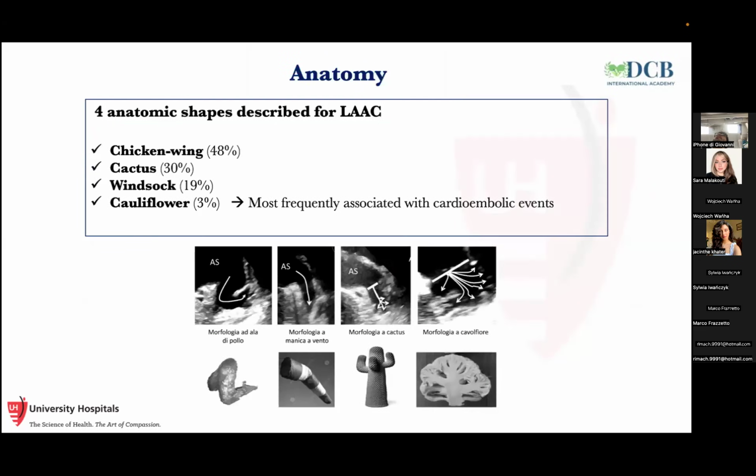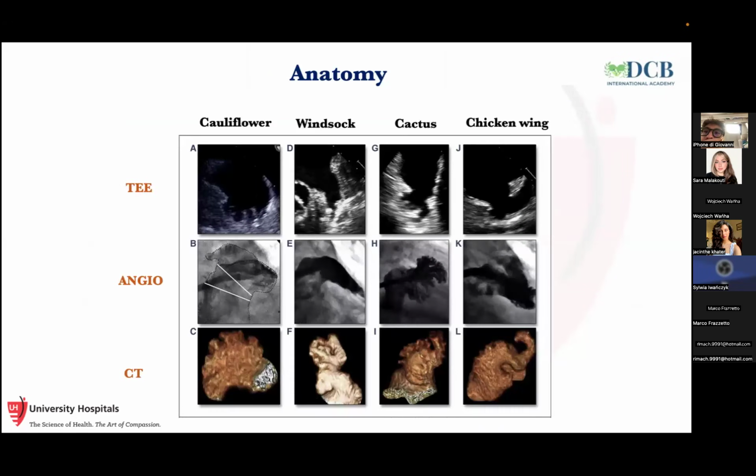In general, 4 types of anatomic shapes are described for the left atrial appendage: chicken wing, cactus, wind sock, and cauliflower. In general, the cauliflower is most frequently associated with cardioembolic events because it's rich in pectinate muscle, so there is a higher probability that the blood forms clots. In this case, you can see the morphology from the transesophageal echocardiography, but you can see the same morphology in the TEE, in the angio, and in the CT scan.